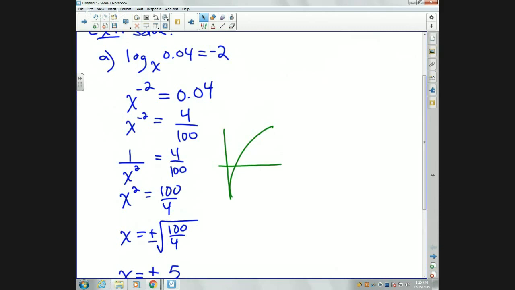Sure, why not? So let's just check it. Let's look at plus 5. If the base is 5, 5 to the negative 2 should equal 0.04. Try that on your calculator, just to make sure we did this right. Okay. Now, what about this? Does it work on your calculator? Awesome. So it's okay to have a base that's negative or a base that's positive.